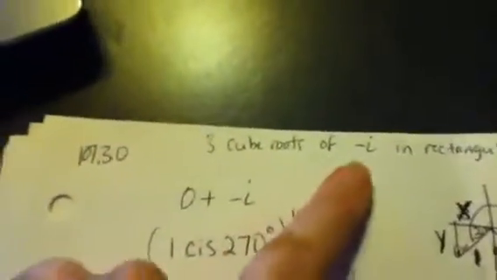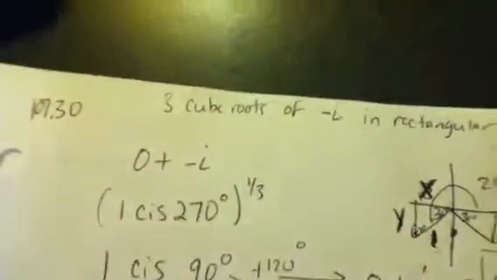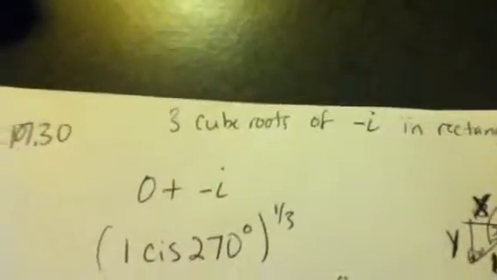Here's lesson 107, number 30. It wants the 3 cube roots of negative i in rectangular form, and it wants exact values. So, negative i is written in rectangular form right now, but that can be written as 0 plus negative i. We need to get it written into polar form so that we can use De Moivre on it.